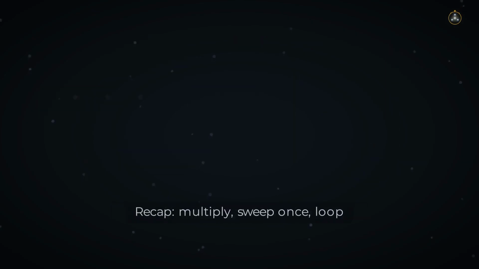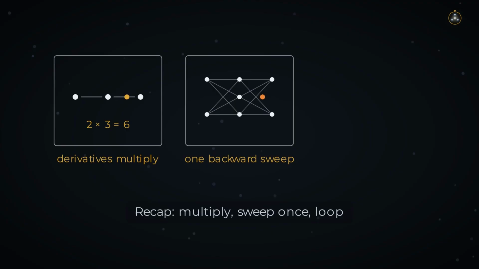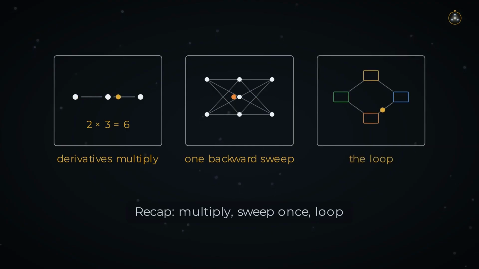Keep 3 things. Derivatives multiply. The chain rule. Backpropagation sweeps once, reusing saved values, and delivers every derivative. And training is the loop, batch after batch, epoch after epoch.